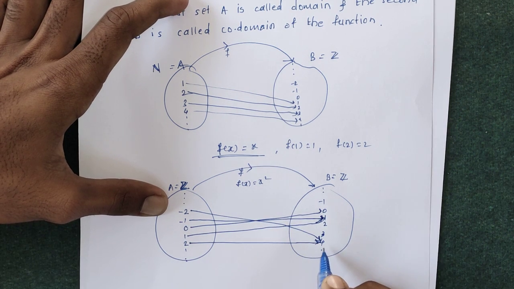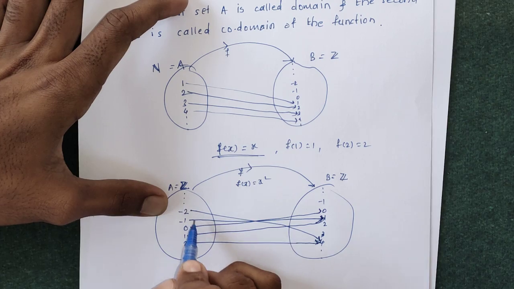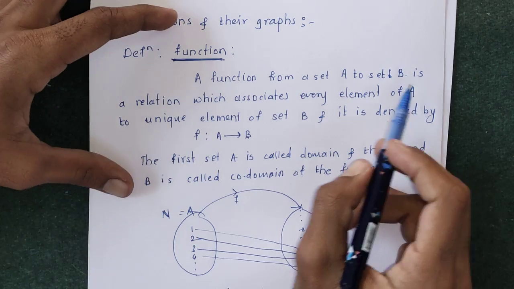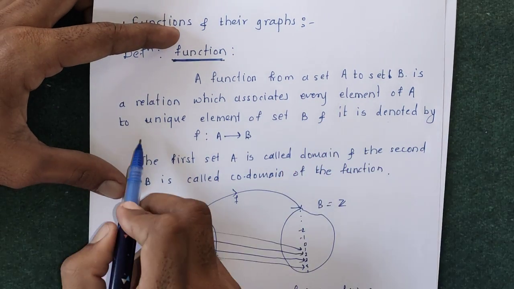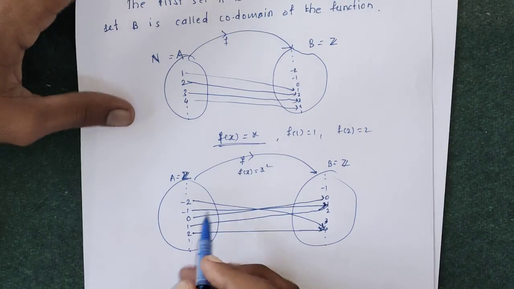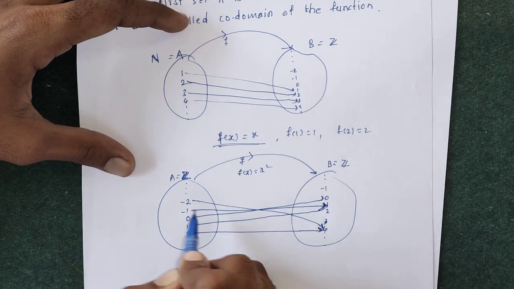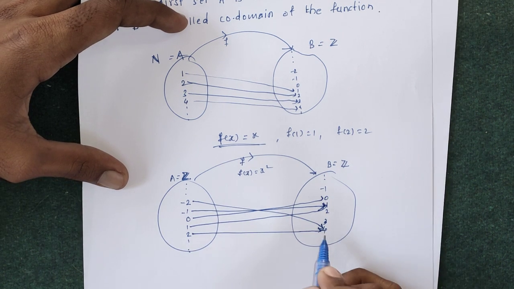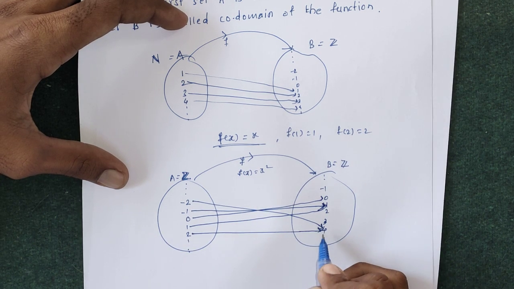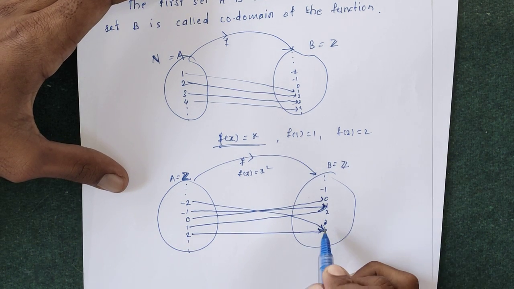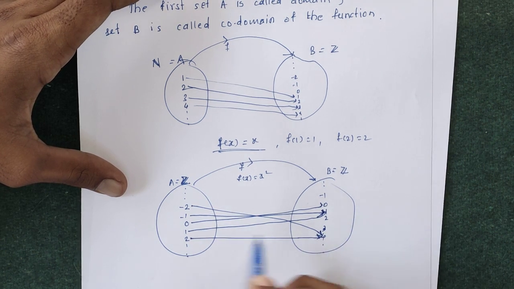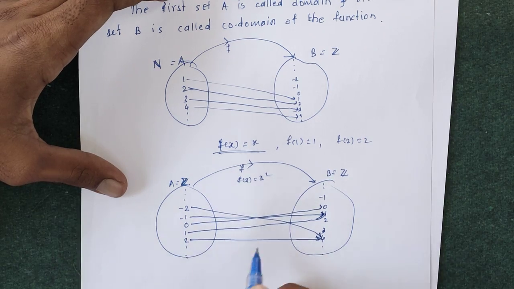and again 4 is also the image of minus 2 and 2. But the function says that a function from a set A to B is a relation which associates every element of set A to a unique element in set B. This unique means every element has a unique image, that is minus 2 has only one image which is 4, and again 2 has a unique image as 4. This does not mean that the element in codomain cannot be the image of two elements.